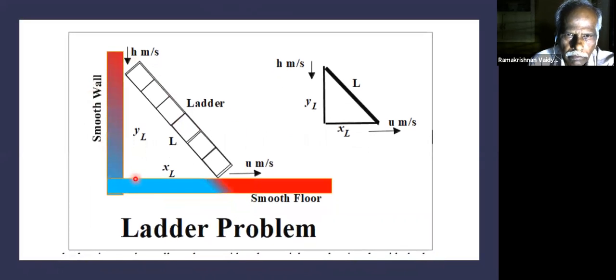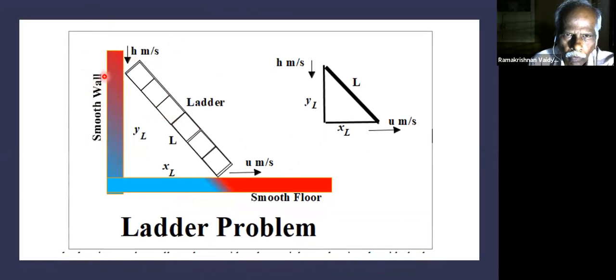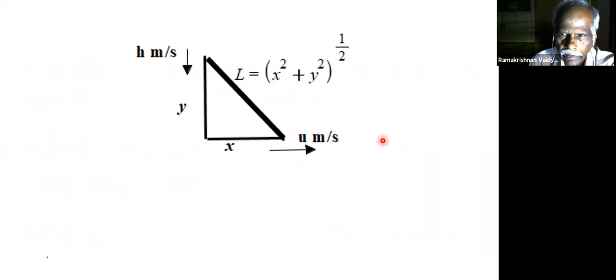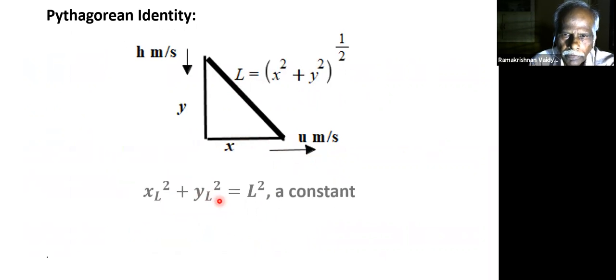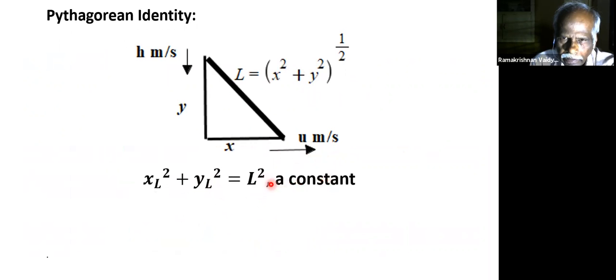Now, diagrammatically, I am representing this ladder, wall, and floor. And I am replacing this by a triangle where L is constant and L squared is equal to xl squared plus yl squared, and h is the velocity downwards, u is the velocity, right? Now we will use the Pythagorean identity. Though this is the identity, I will use L squared only, because xl squared plus yl squared is equal to L squared. This is also a constant, therefore it is easy for me to differentiate this.